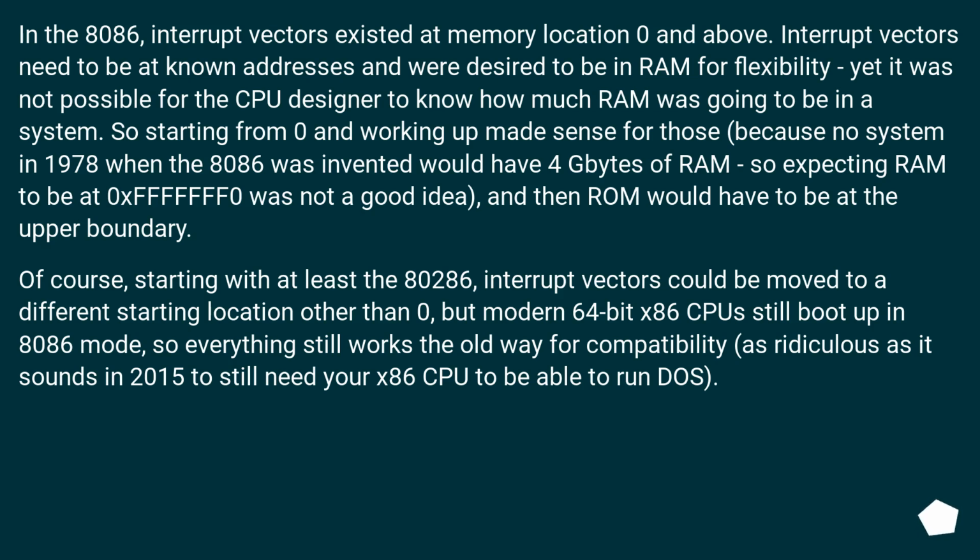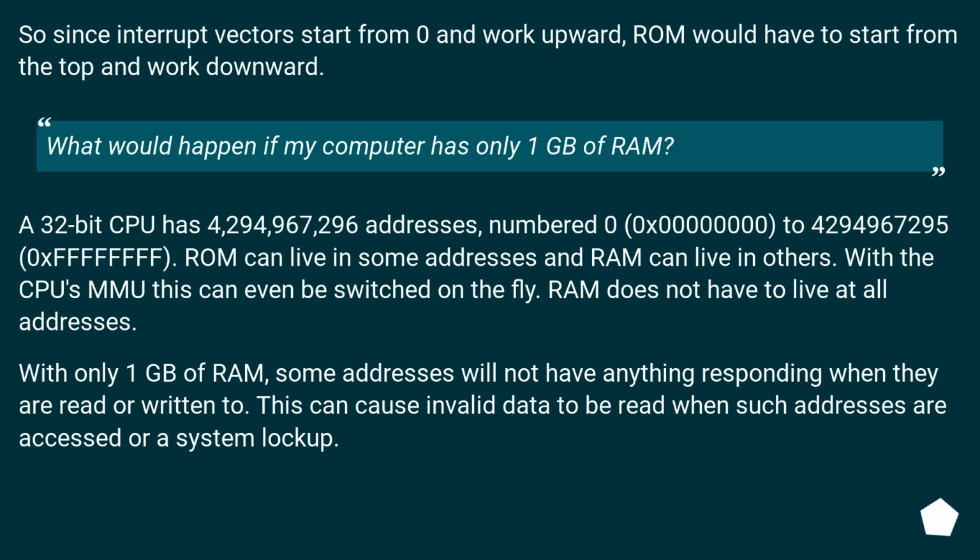Of course, starting with at least the 80286, interrupt vectors could be moved to a different starting location other than 0, but modern 64-bit x86 BIOS still boot up in 8086 mode. So everything still works the old way for compatibility, as ridiculous as it sounds in 2015 to still need your x86 CPU to be able to run DOS. So since interrupt vectors start from 0 and work upward, ROM would have to start from the top and work downward. What would happen if my computer has only 1 GB of RAM?